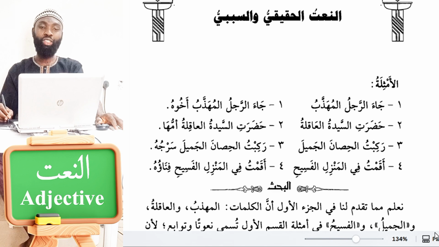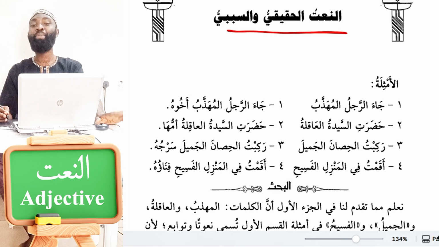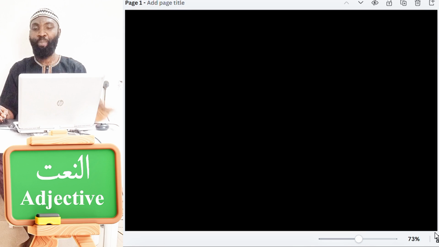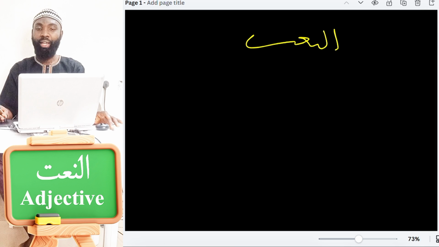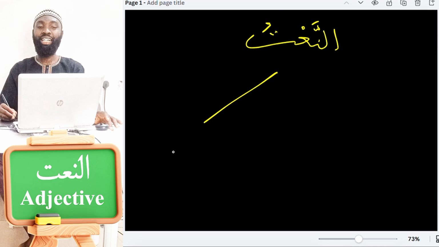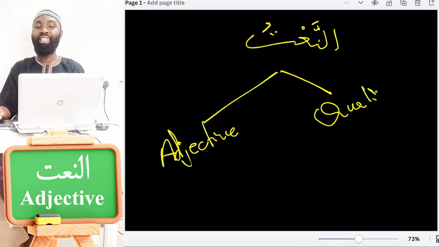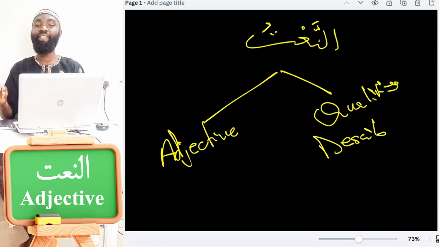Here we have النعت الحقيقي والسببي. First, what is النعت? Let's simplify this topic. The word النعت, as we all may have come across before, simply means adjective. And we all know the work of an adjective: it qualifies and describes a noun. It gives more description to a noun.